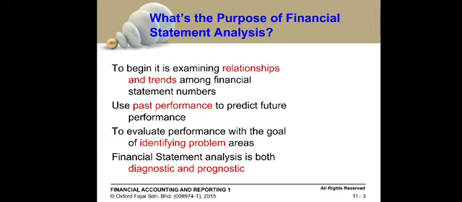Okay, the first thing that you have to know is why people do financial statement analysis. The main reason why people do financial statement analysis is first to identify problems in a business or in a company, and second thing is to predict the future of the company. So always remember that financial statement analysis is both diagnostic and prognostic. Diagnostic means it can be used to identify problems in a company, and prognostic means it can be used to predict the future of the company.